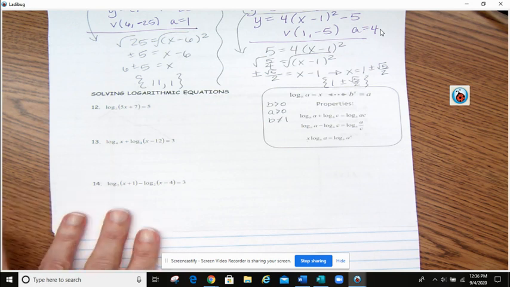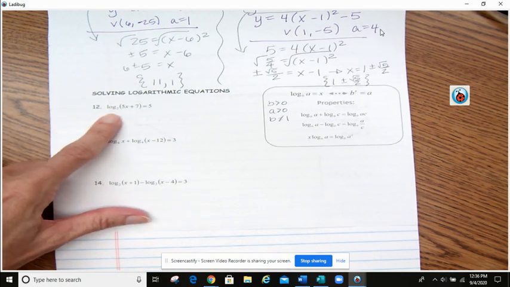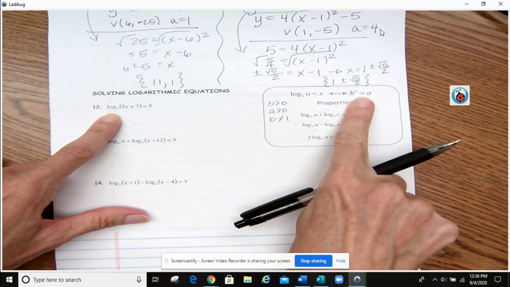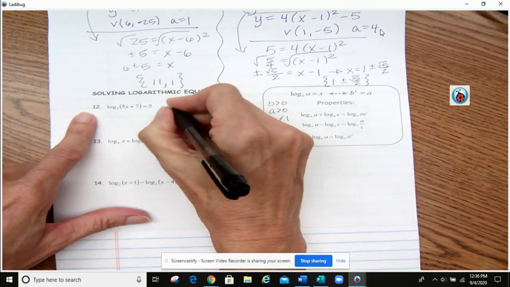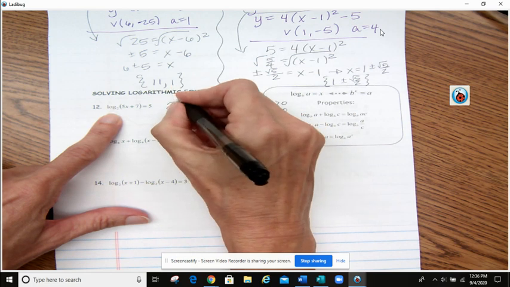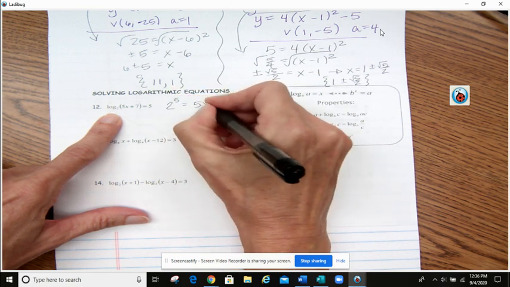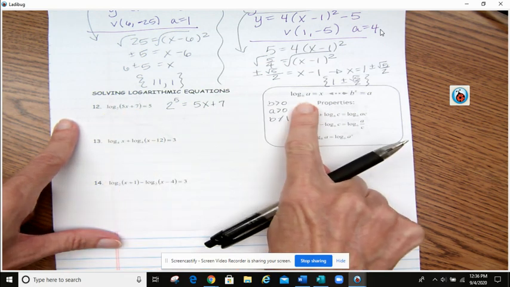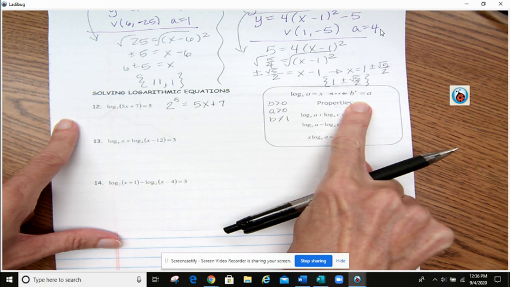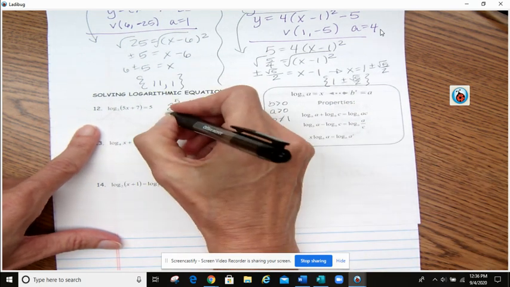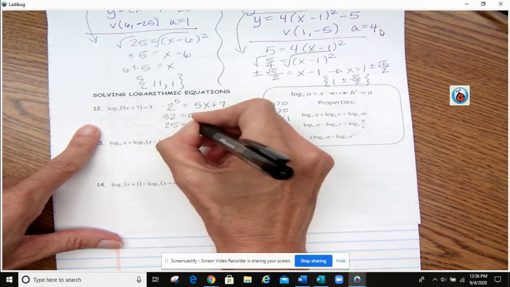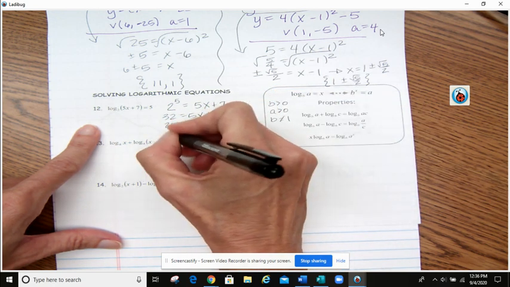Okay, so first one, whenever you have an equation with just a single log, your strategy is to write it in exponential form. So that means go from this form to this form. So I'm going to take the base of the log, I'm going to write it to the 5th power, and it's equal to 5x plus 7. 2 to the 5th equals 5x plus 7, just like here, b to the x equals a right over here. And then I'm just going to solve that equation. 2 to the 5th is 32. Subtract the 7, divide by 5, and I get 5 equals x.